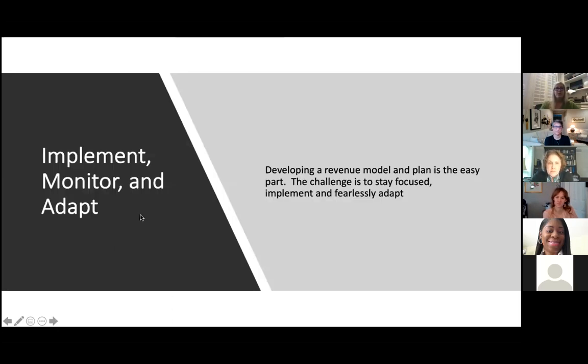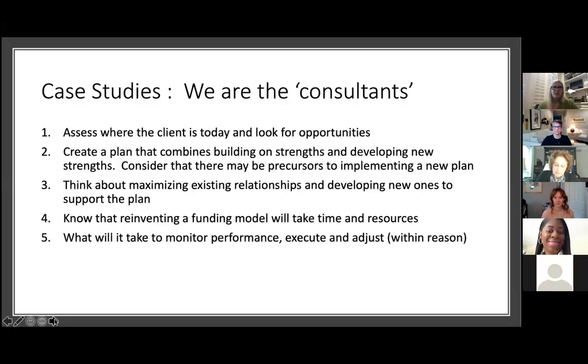And then, of course, we want to implement, monitor, and adapt. Developing this is easy, but it's hard to stay focused when there are different opportunities. I just used that example of the ARP funds. A lot of people just went after it because it was dollars, and I get it, but there's a lot there to be concerned about if you don't have the capacity to really manage a government source. And that's just one example, but you have to literally lead your revenue model. So that is the steps.